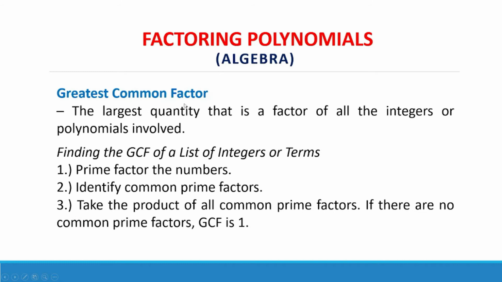Greatest common factor, or GCF: the largest quantity that is a factor of all the integers or polynomials involved. Finding the GCF of a list of integers or terms: number 1, prime factor the numbers; number 2, identify common prime factors; number 3, take the product of all common prime factors. If there are no common prime factors, the GCF is 1.